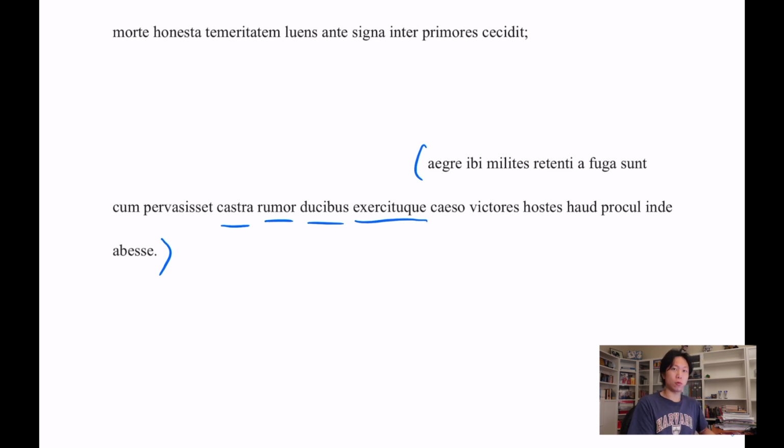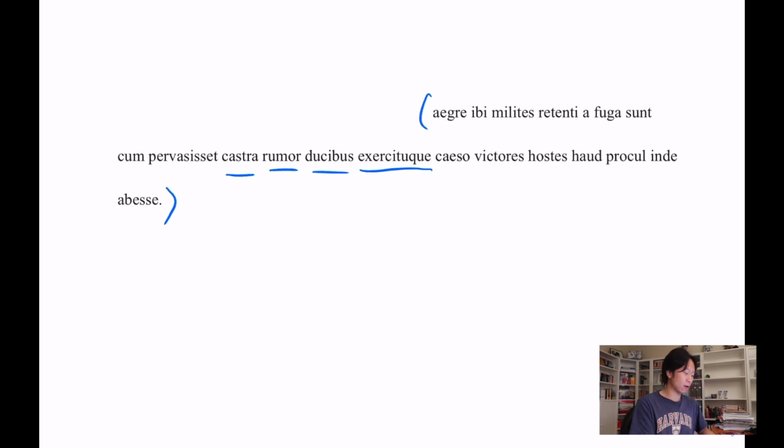Now, one thing to note with these difficult sentences is that I don't dive straight into each individual word, search each individual word, figure out the case, gender, whatever. I try and read the whole sentence, observe the overall structure, and try and split it into some easier parts. So, looking at this sentence, agre ibi milites retenti a fuga sunt, cum pervasisset castra rumor ducibus exercitu, whatever. The cum is a great flag for me. Here it represents a cum clause. Let me use a different color. A cum clause, because of the subjunctive verb afterwards. It's not like cum quinto, but here it's actually an entire phrase. So already I've kind of split this sentence into 2 smaller and more manageable parts.